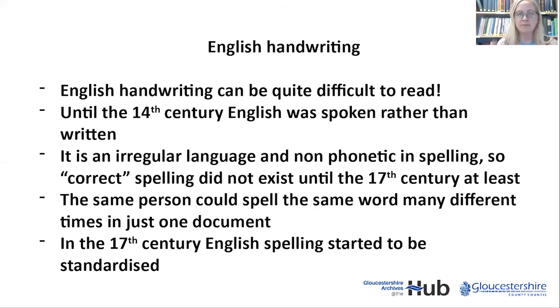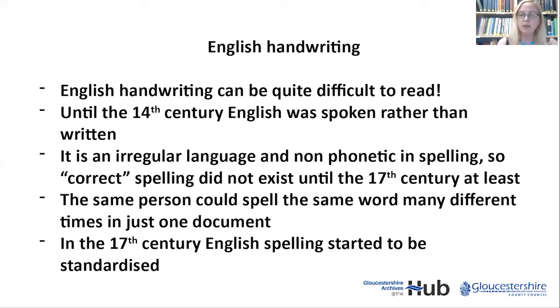So, English handwriting can be quite difficult to read, not just because of the scribe, but also because of the way the words are formed, and also the history of the written language. So until the 14th century, English was only spoken, it wasn't written, apart from very, very rarely. It's an irregular language and it's non-phonetic in spelling. So correct spelling didn't actually exist until the 17th century, which means that you would get a lot of variations of words and lots of variations of letters as well. So within the same document, the same person could spell the same word many different times, which can be quite confusing for us to read them now.